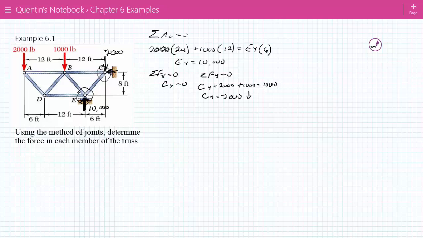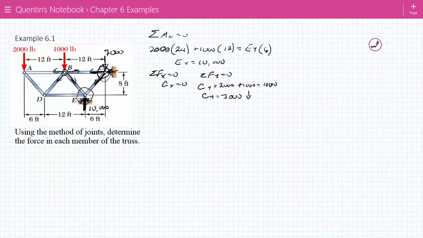Now we need to start going through and figuring out the force in each member of the truss. When we're doing the method of joints, we can only pick a place that has at most 2 unknowns. So which ones have 2 unknowns? Here at C, you have an unknown in this direction and an unknown in this direction, so there are 2 unknowns there. Here at B, we have 1, 2, 3, 4, so that's no good.